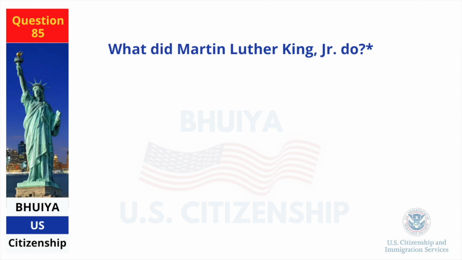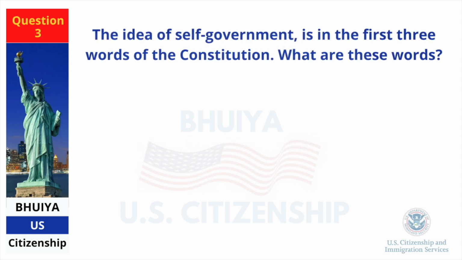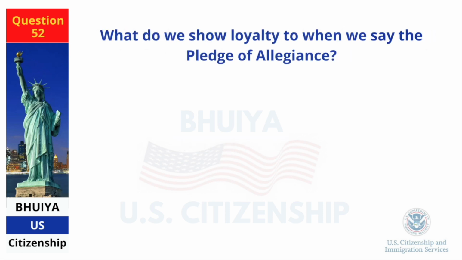What did Martin Luther King Jr. do? Fought for civil rights. The idea of self-government is in the first three words of the Constitution. What are these words? We the people. What do we show loyalty to when we say the Pledge of Allegiance? The United States.